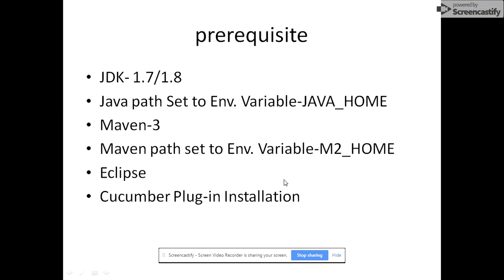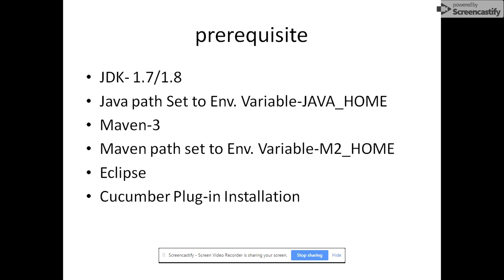So today we are going to create a Cucumber project using Eclipse. To create a Cucumber project we need some software, like JDK. You need to download JDK from the Oracle site, and then set the environment variable for JAVA_HOME.